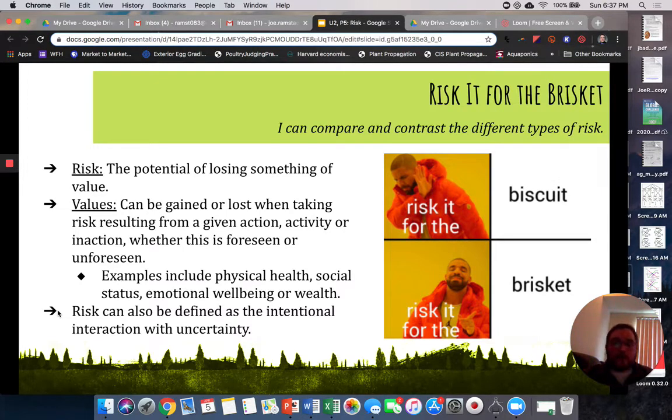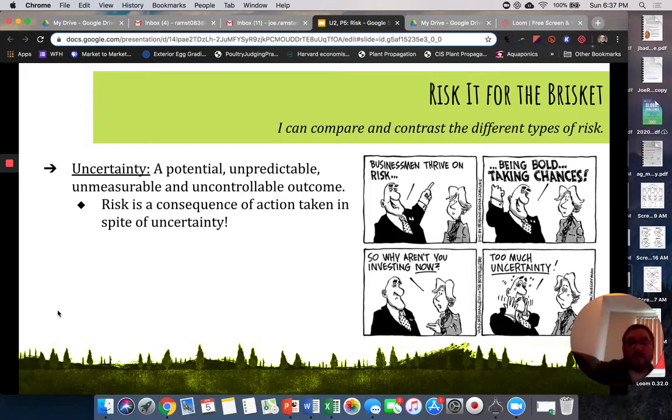Risk can also be defined as the intentional interaction with uncertainty. Okay, so this gets a little bit more complicated. That's why I like to lean more towards that first definition of losing something of value. But risk is the intentional interaction with uncertainty, according to some economists. Uncertainty then is a potential, unpredictable, unmeasurable, and uncontrollable outcome. So again, if you are uncertain of whether or not you're going to get sick from eating a hamburger, which generally speaking, you can never be 100% confident that you are going to go into a restaurant and walk out not being sick.